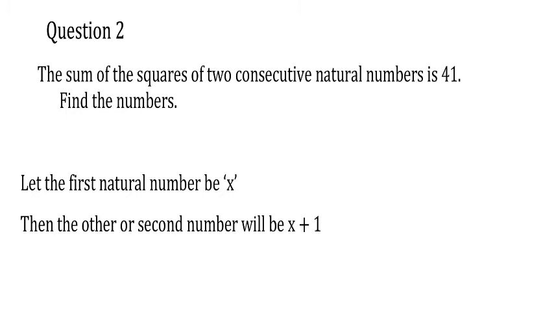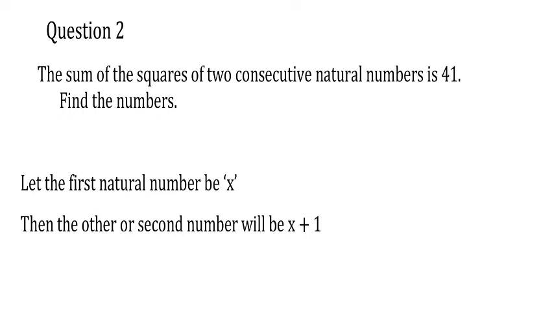So, if my first natural number is x, then the second, that is the next consecutive natural number, will be x plus 1. The condition given is the sum of the squares of two consecutive natural numbers. If my natural number is x, then its square will be x square. The second number is x plus 1, its square will be x plus 1 whole square.